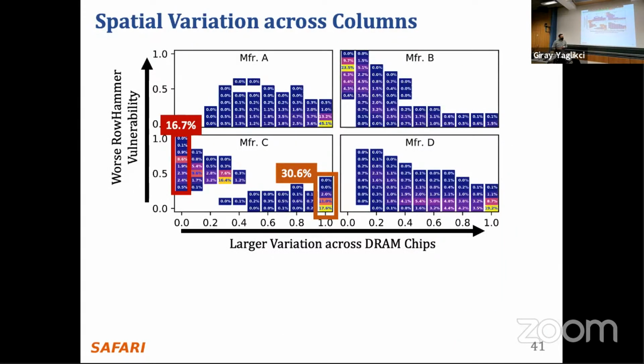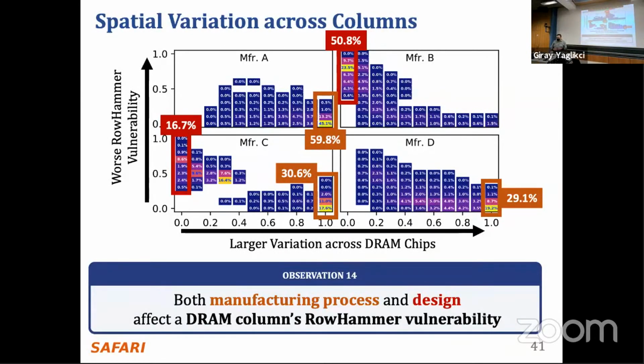And we again look at the distribution across all 4 DRAM manufacturers, and we observe that there exist columns with very low or very high RowHammer vulnerability or variation across DRAM chips. Based on this analysis, we conclude that both manufacturing process and design can affect a DRAM column's RowHammer vulnerability. So it is another thing to look into in future DRAM generations, right? Because if there is something inherent to the design, then we can fix it.